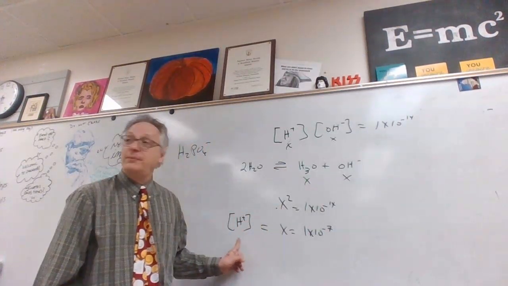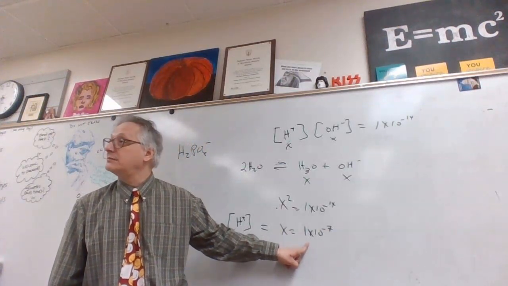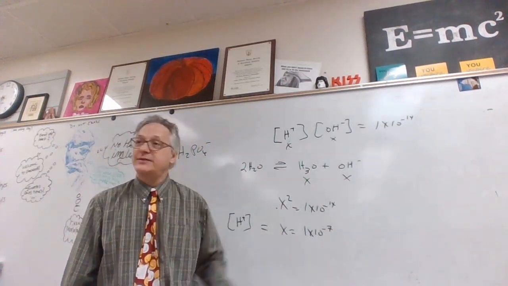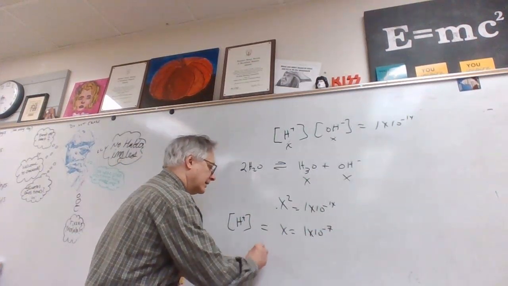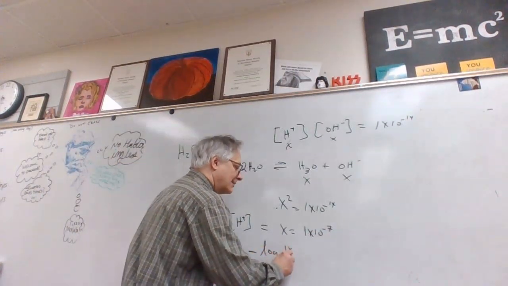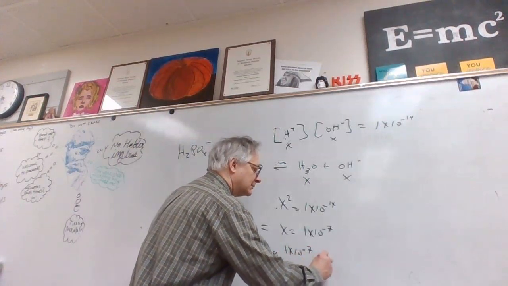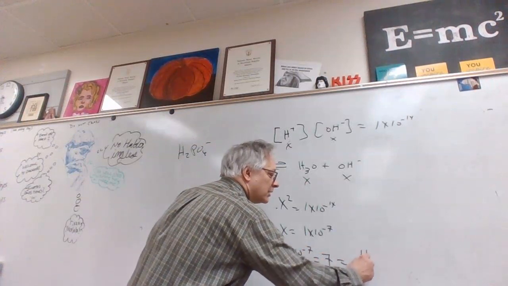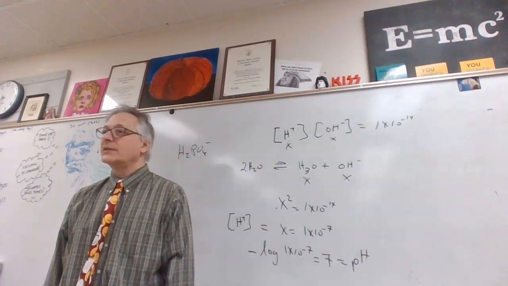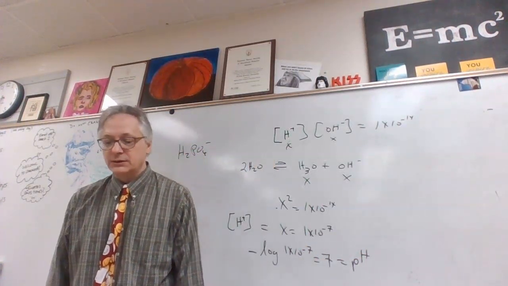And you know that if you want the pH, you take the negative log. So the negative log of 10 to the minus 7 is just 7. So then you just say, well, negative log of 1 times 10 to the minus 7 is equal to 7. So then you've proven that that is equal to your pH of water. It's pretty easy little thing to prove.